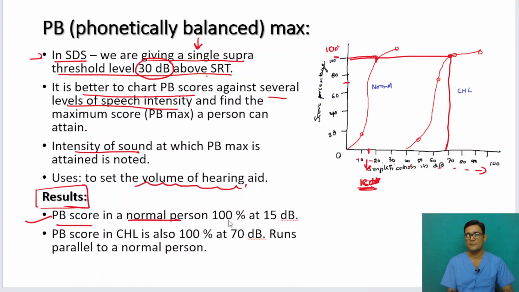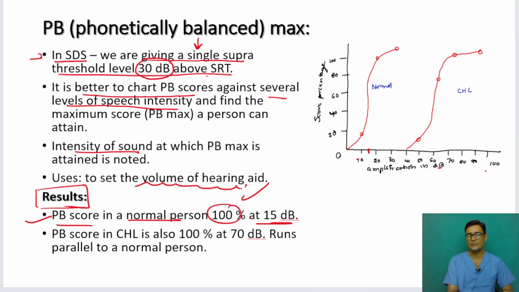The PB score of a normal person is 100% at 15 decibels. This is an S-shaped curve. That is what you will get in normal people, and in conductive hearing loss you will also get an S-shaped curve. In normal people you get a PB max of 100 at 15 decibels only. At 15 decibels only you will get a score of 100; he is going to repeat every word correctly back to you at 15 decibels itself.